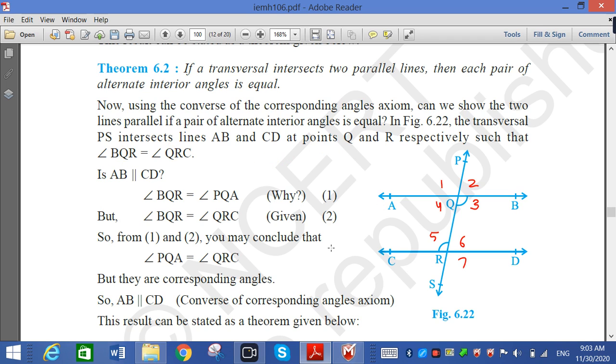Now we have to prove this. How can we prove it? The vertically opposite angles are there. If we make the crossing here, vertically opposite angles are 1 and 3, and 2 and 4. So BQR, that is 3, and PQA are 1 and 3. Why are 1 and 3 equal? Because they are vertically opposite angles. What about vertically opposite angles? They are the same.